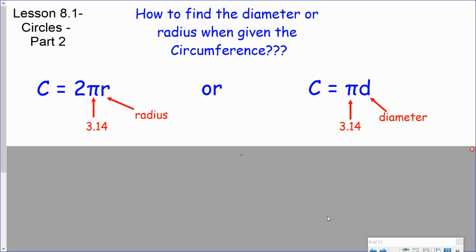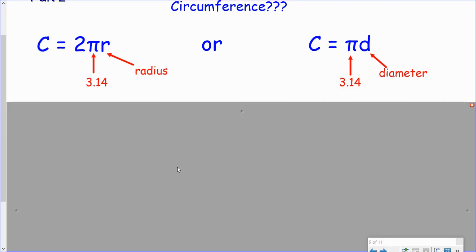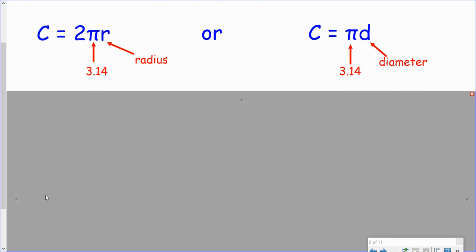I wanted to give you guys an opportunity to see how to find the diameter or the radius if you're given the circumference. So if you notice today, I still have the same two formulas that we were using for circumference. Circumference equals 2 times pi times r, or the radius, or circumference equals pi times diameter. I'm going to show you an example for each of these so you can see what happens if you are given the circumference. How do you find that missing piece? So we'll use these two formulas.